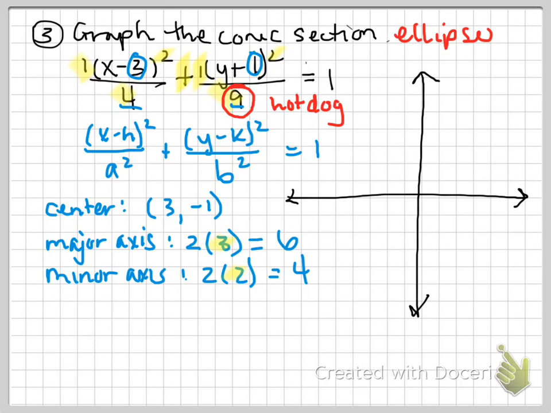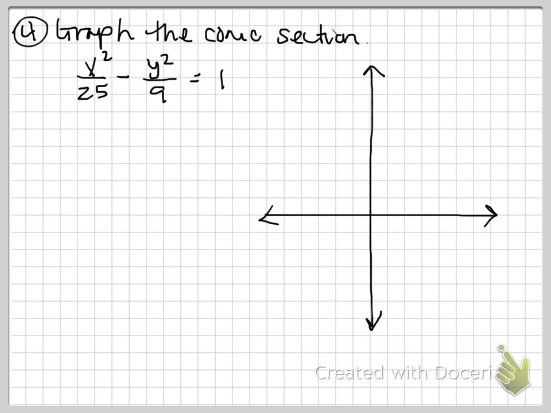Now, let's graph this. So my center is (3, -1), and my major axis is 6 units long, and it's hot dog, so it's in the y direction. So I'm going to split 3 and 3. Okay? And my minor axis is 4 units, so I'm going to split 2 and 2. Makes 4 across. And there is my ellipse.